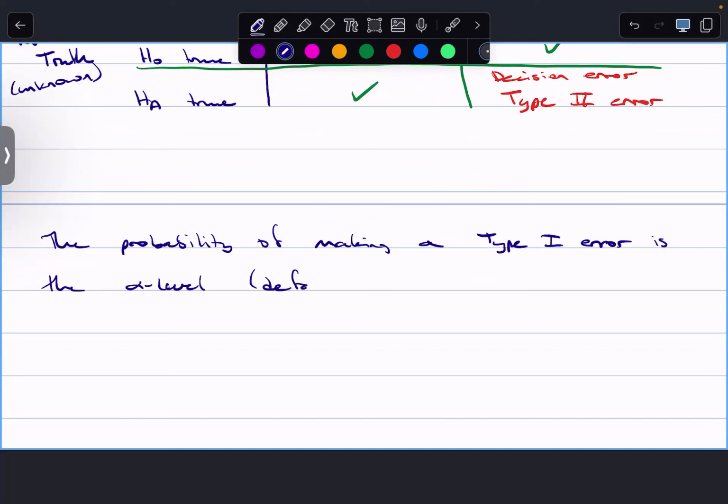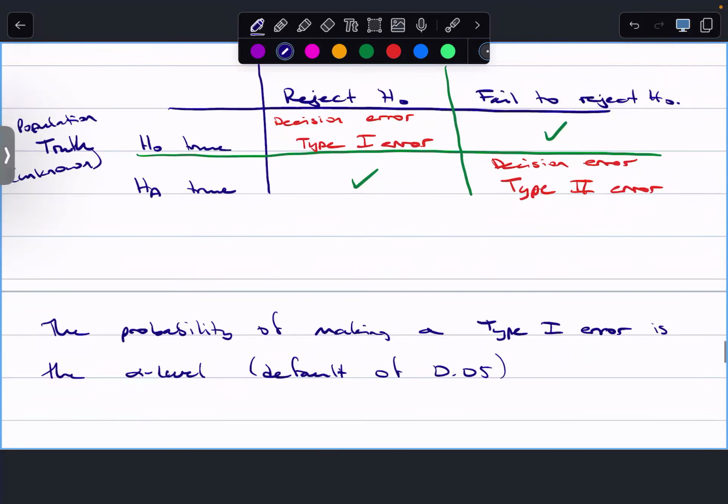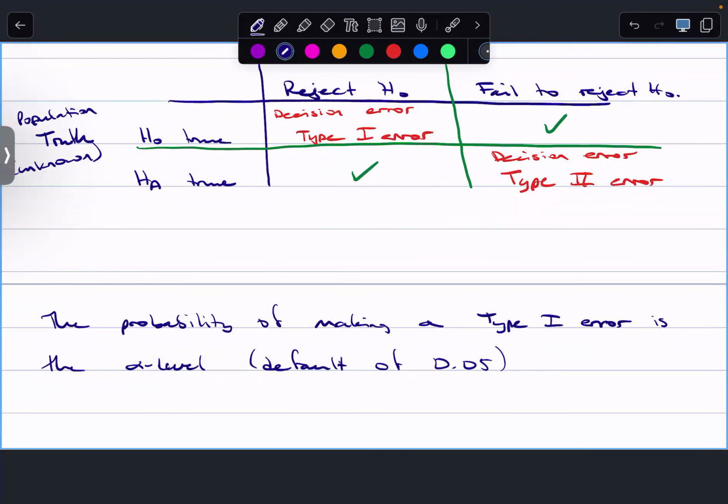So that's a default of 0.05, right? So we start with 5%. Okay? Now, if the cost of making this mistake of rejecting H naught when H naught is true is very, very expensive, then what would you want to do? You'd want to decrease your alpha level, right? You want to make it harder to reject H naught.